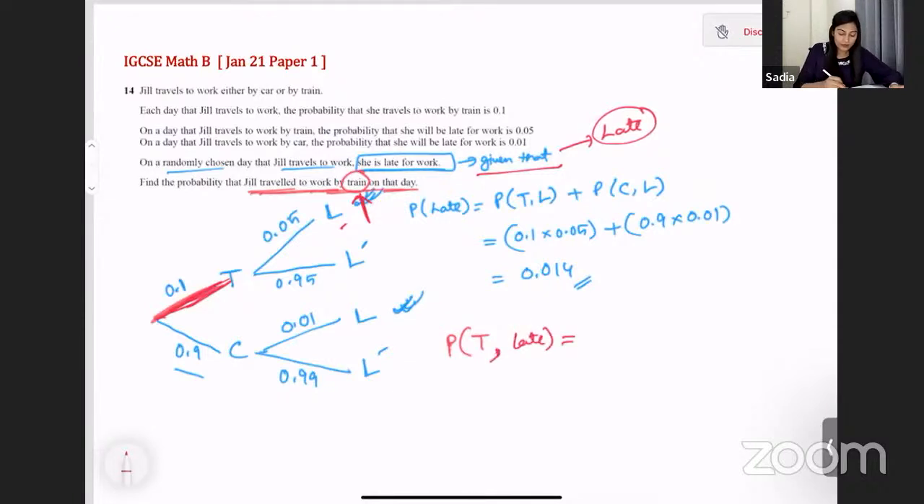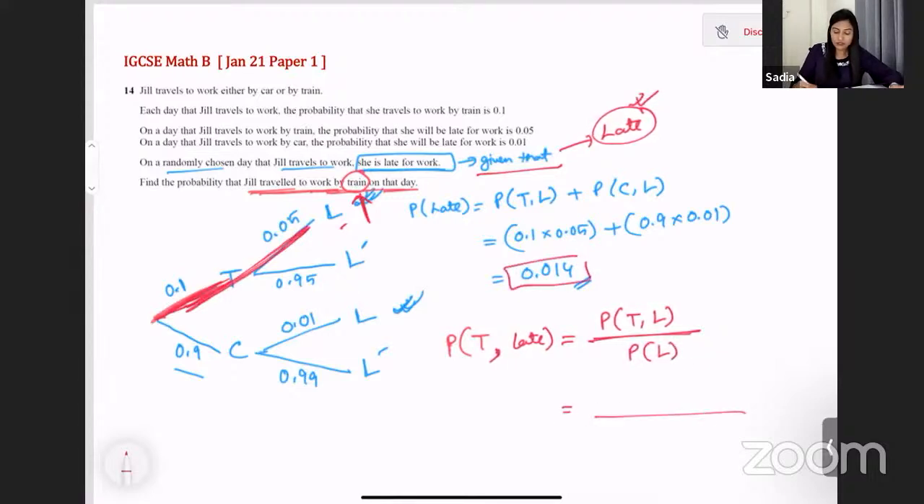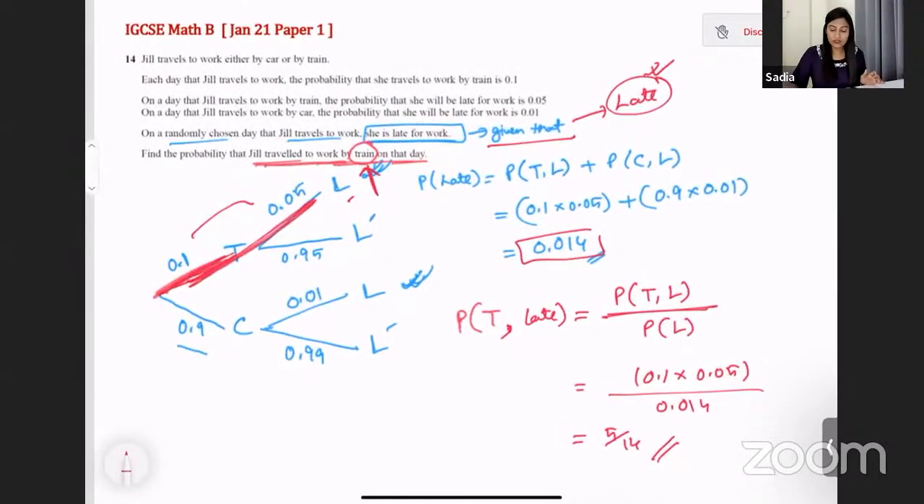So probability of train, and given that she is late, right? So we are talking about the first branch. So probability of train and late, that's what we are trying to find, divided by, given that situation is late, so you need to divide the whole thing by probability of late, which is 0.014. And at the numerator, you need to pick this branch. So that will give us 5 by 14. So remember, whenever you have an extra condition, in that case, you need to divide that value. That's your new total actually.